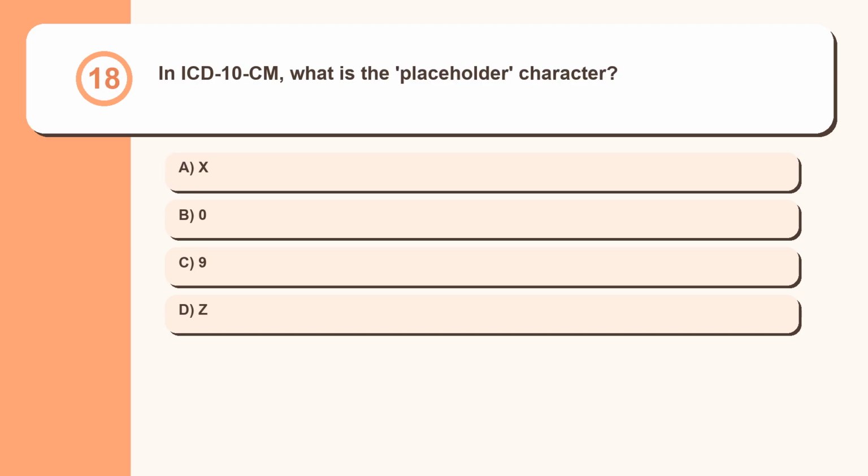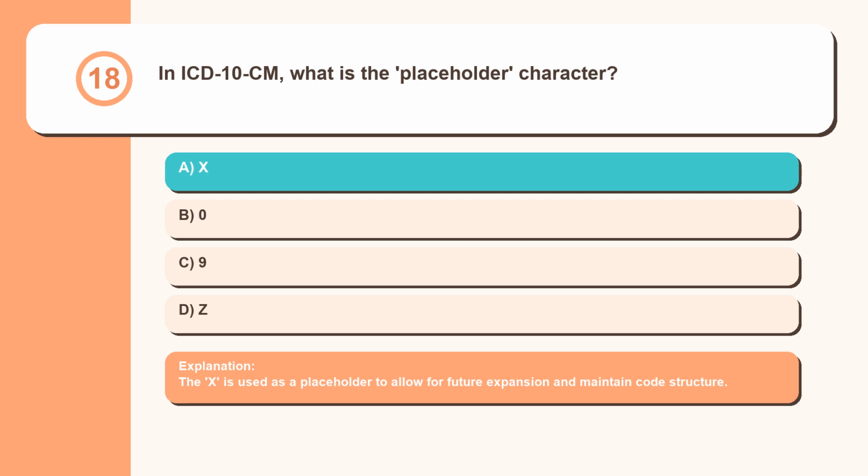Question 18. In ICD-10-CM, what is the placeholder character? X, 0, 9, Z. The X is used as a placeholder to allow for future expansion and maintain code structure.